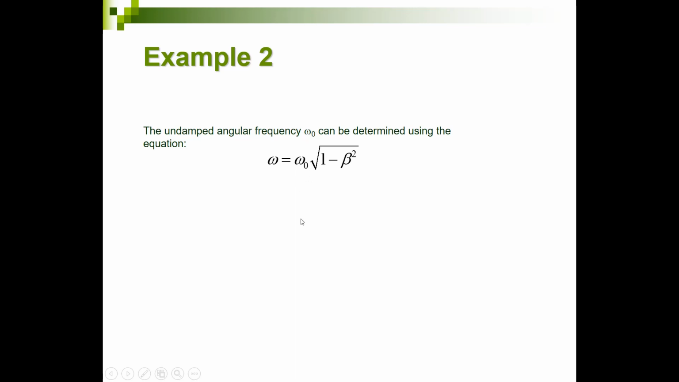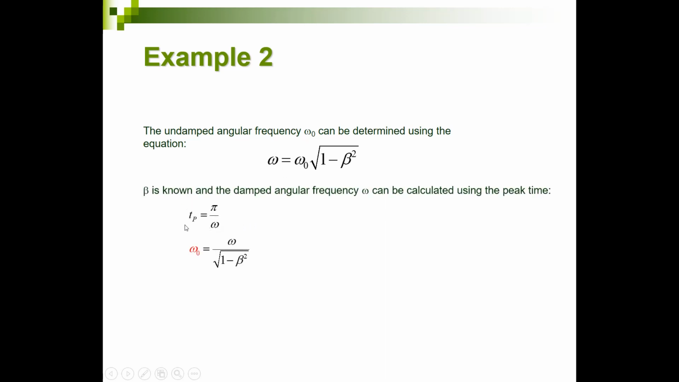One of the ways to define the omega is by looking at the peak time, because the peak time, the time at which the maximum overshoot occurs, is equal to pi over omega. So we can measure the peak time, and by using this formula we can calculate the omega. Then we have the omega, we have the beta calculated already, so omega 0 can be calculated by using this equation. It's omega divided by the square root of 1 minus beta squared.